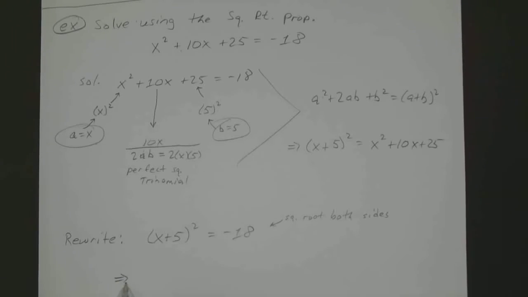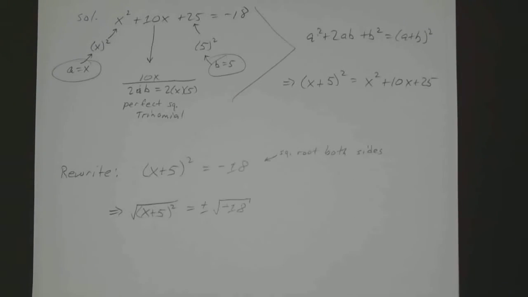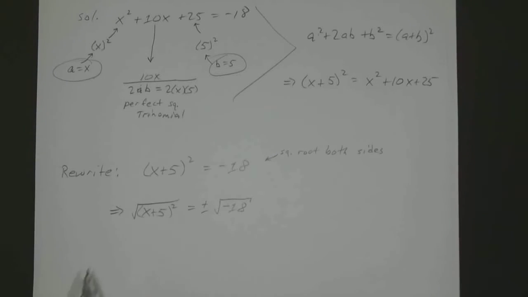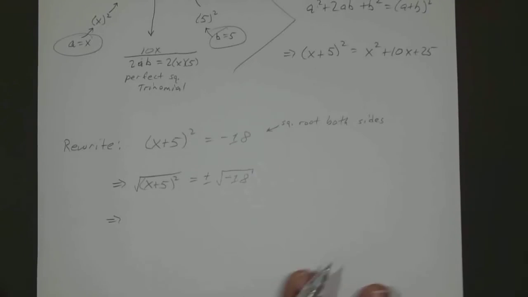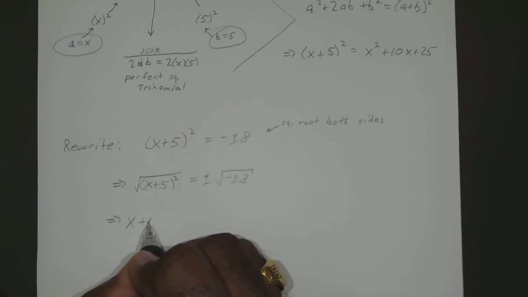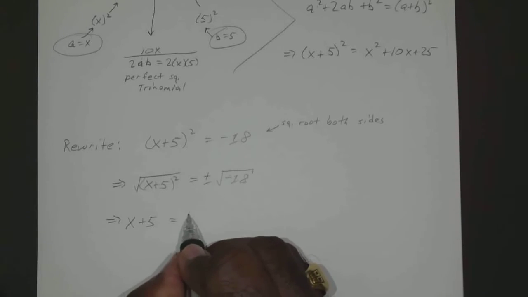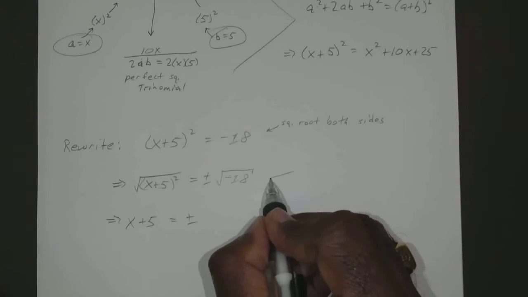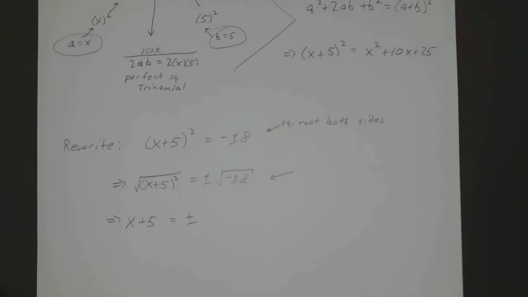Okay, so that means we have the square root of (x plus 5) squared equals plus or minus the square root of negative 18. Bring that up some. Okay, so for this one, the square and the square root cancel out. So you have x plus 5 equals plus or minus, and we might as well go ahead and simplify that now.